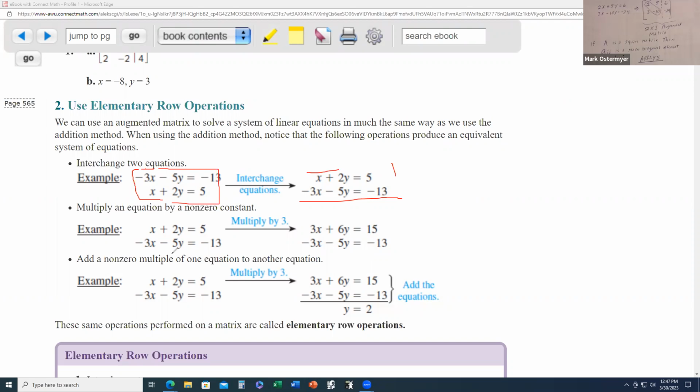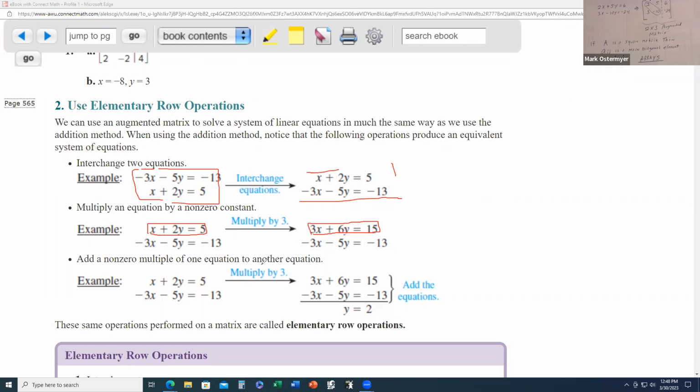Another valid operation when solving a system of linear equations is that we can always multiply an equation by a non-zero constant. In other words, suppose I take equation 1 and multiply both sides of it by 3. Well, guess what? I will produce an equivalent equation. It looks different, but it's still equivalent to the original equation. So 3x plus 6y equals 15 is still equal to x plus 2y equals 5.